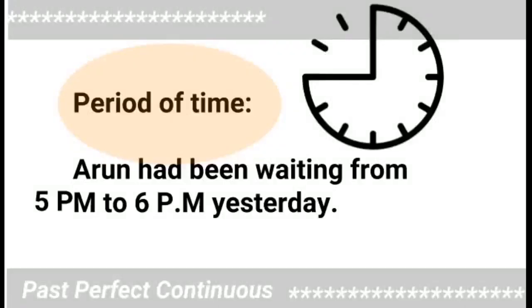For a period of time we can use from and to. From 5 p.m. to 6 p.m. is the period. Yesterday, Arun had been waiting. "Had been waiting" is a past perfect continuous tense. Like this, for duration, for a period, and also for a point of time, we can use the past perfect continuous tense. The same thing we can use for the present perfect continuous tense also, but with different timing.